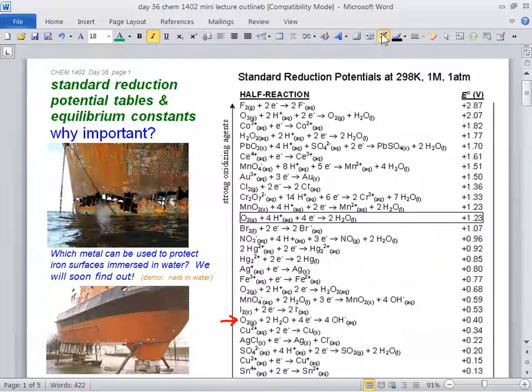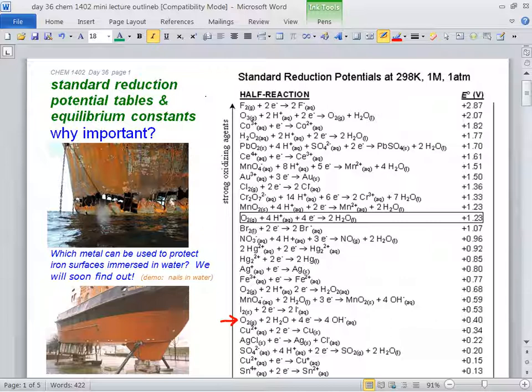Okay, so we're talking about standard reduction potential tables still, but we're going to try to get equilibrium constants out of this. What's going to happen is pretty much we'll be given reactions, and we try to figure out whether they're spontaneous or not, or we can get equilibrium constants out of it. We can predict reactions, all that just by using this table. So it's really powerful.